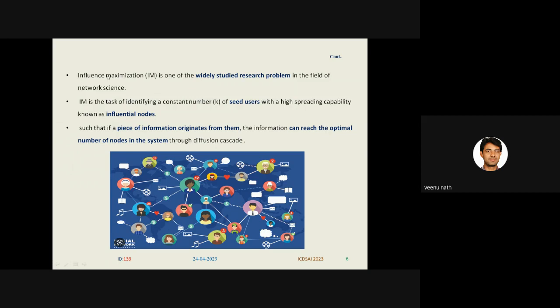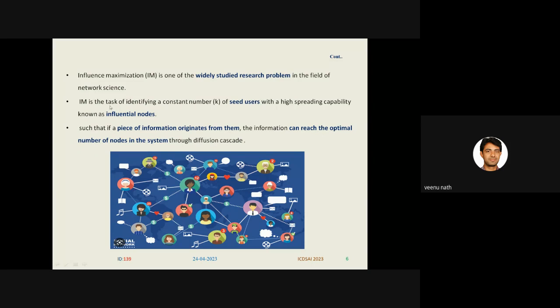Influence maximization is nothing but selecting those seed users in the network. Say user number 12 is connected to almost the entire network, meaning everyone in the network is connected to him. If he becomes a seed user, then he can propagate that information to all other users.